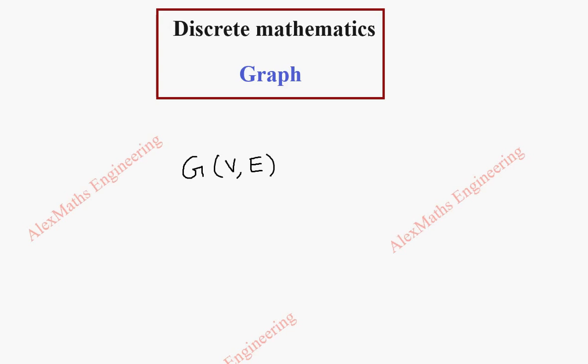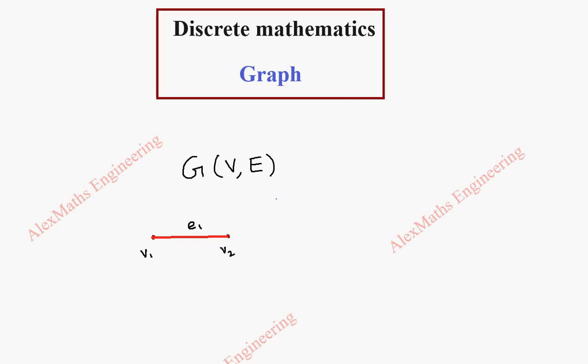Vertices are nothing but points. Suppose I have 2 points and I name them V1 and V2, these are the two vertices. And if these two vertices are joined, then it is called an edge. Suppose I name this E1, this is edge 1.